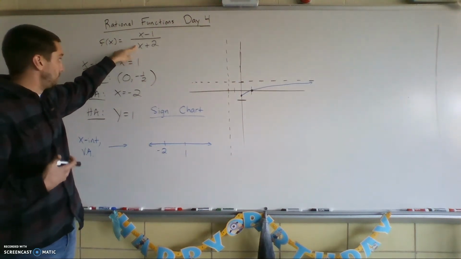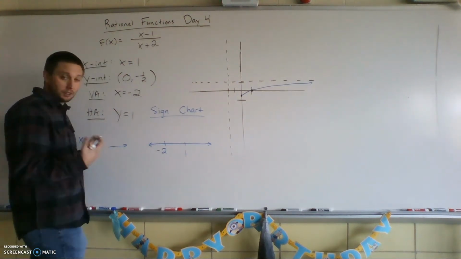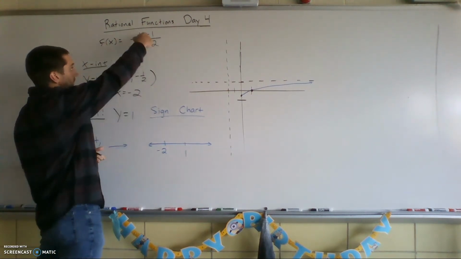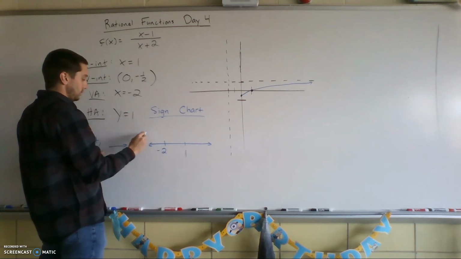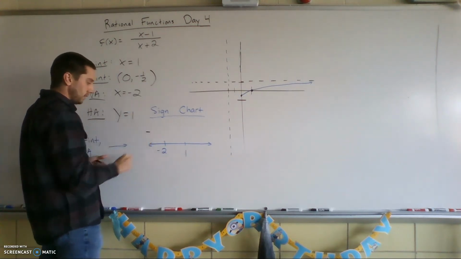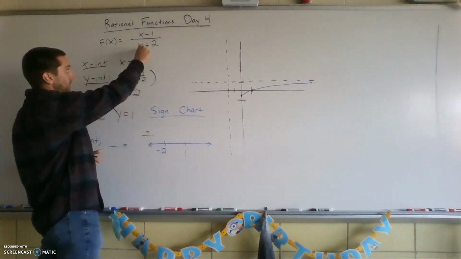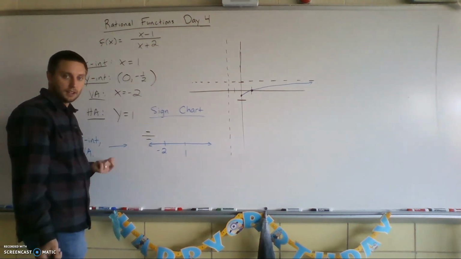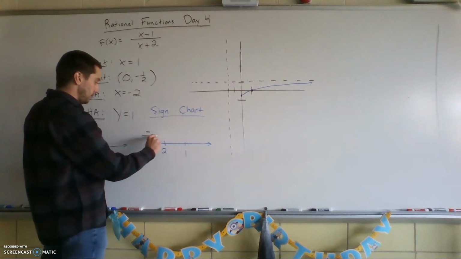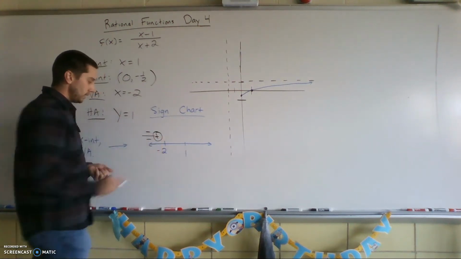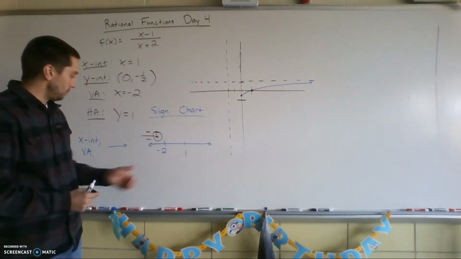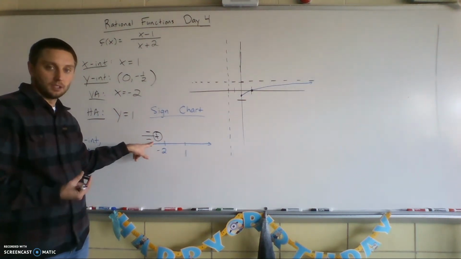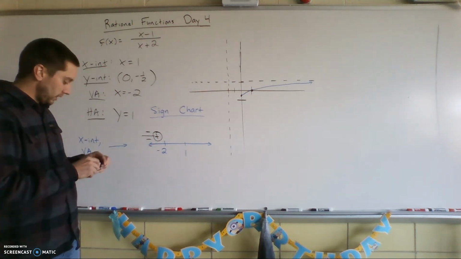-3 plus 2 is -1. So I don't really care what the number is. I really care about what the sign is. So if I plug in -3, -3 minus 1 is -4. So that's a negative number on the top, divided by -3 plus 2, which is a negative number on the bottom. So what happens if I have a negative divided by a negative? Positive. So what this tells me is when my graph is less than -2, my outputs are going to be positive. Okay?